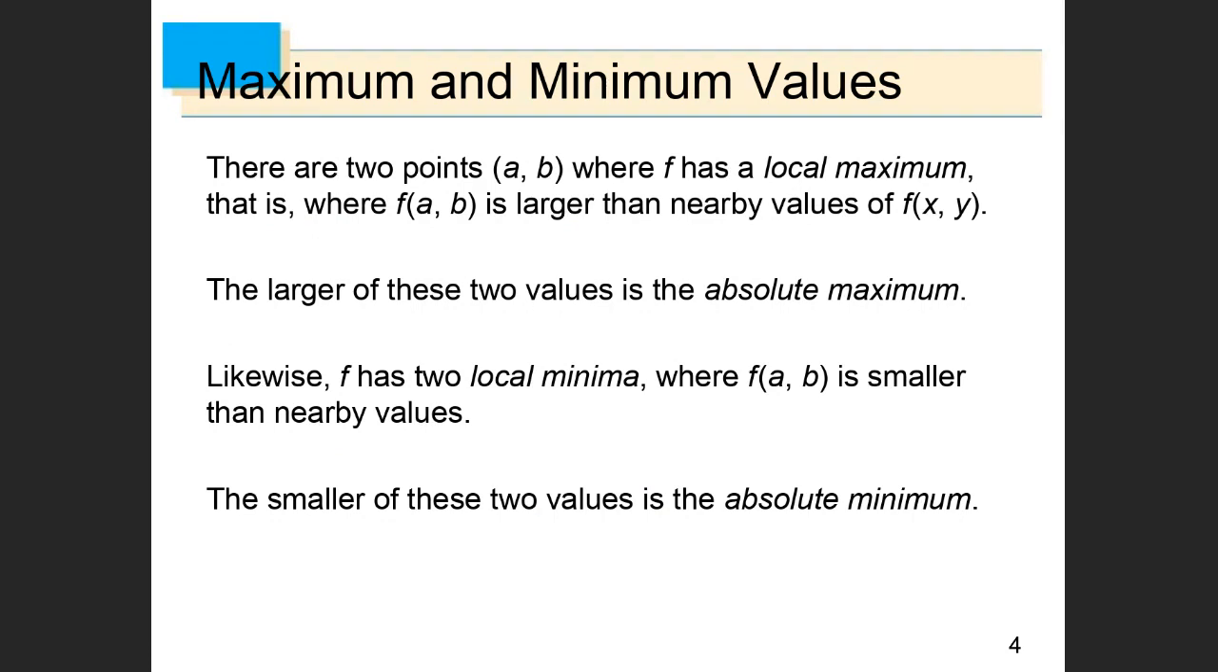There are two points, A and B, where f has a local maximum. That is, f of a, b is larger than nearby values of f of x, y. The larger of two values is the absolute maximum. Okay, so I'm talking about the figure in this slide. Likewise, if f has two local minima, where f of a, b is smaller than the nearby values, the smaller of these two values is what we call the absolute minimum. In fact, we've seen that already in calculus 1.